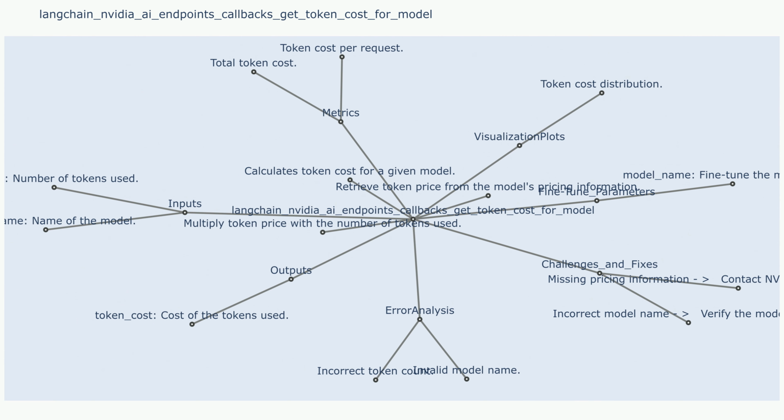Fixes to challenge 1. The callback could be extended to support different tokenization methods and incorporate model-specific pricing information to improve accuracy. Challenge 2. Difficulty in estimating costs for complex tasks involving multiple interactions with the language model.